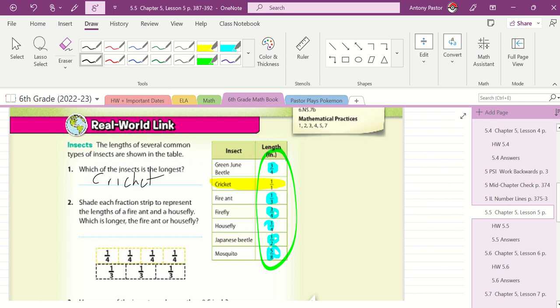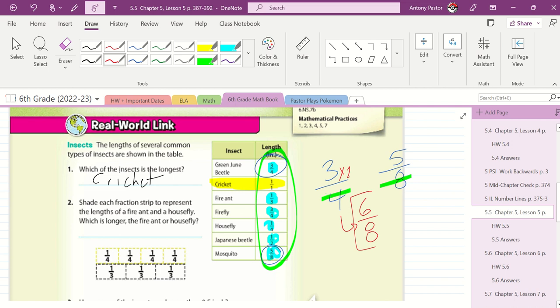If for any reason we did not have a clear answer, we would then need to compare each fraction by changing the denominators to be something common. For example, if I wanted to check between the green June beetle and the mosquito, I would have 3/4 compared to 5/8. I would need the denominators to be the same in order to compare them. I can make 4 become 8 by multiplying it by 2. All I need to do is multiply the numerator by 2 as well.